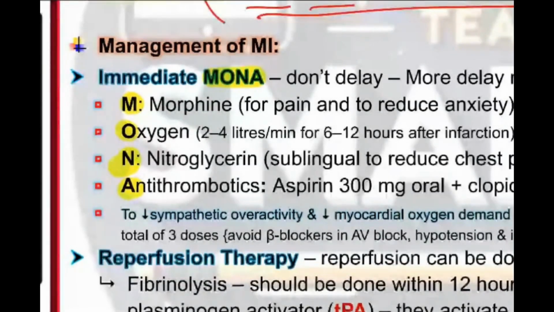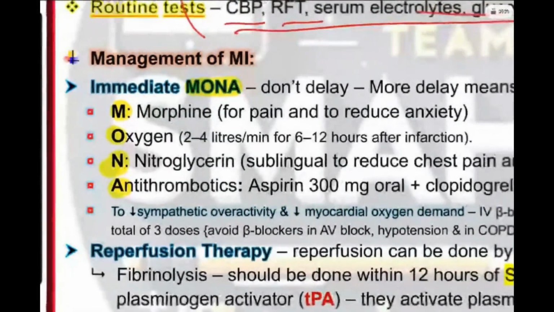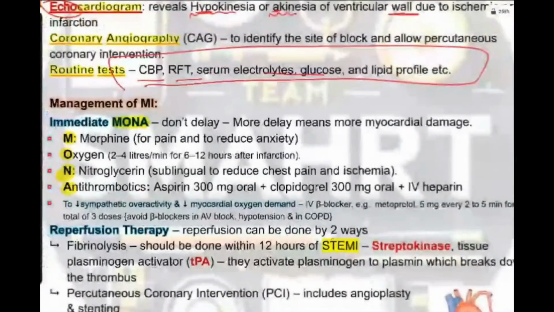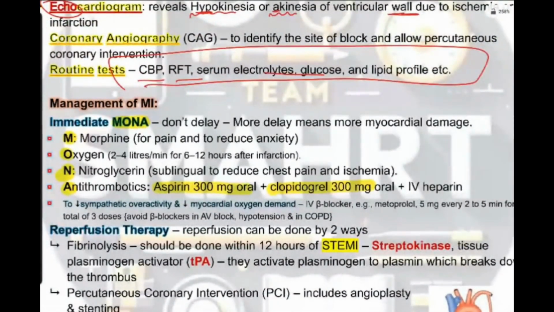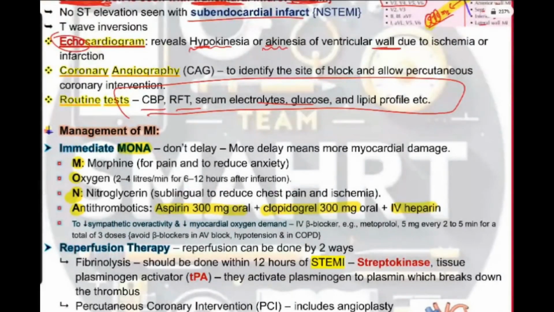We already talked about why antithrombotics are needed. Yes, aspirin. For antithrombotics you give a cocktail, like aspirin, clopidogrel, and IV heparin, because you want to make sure that a thrombus is not formed. So give the cocktail of these drugs. This is about the immediate management.